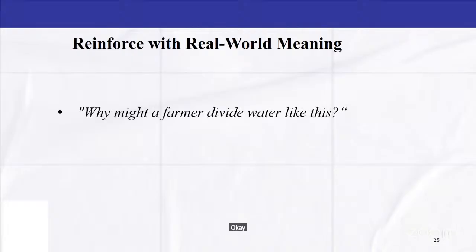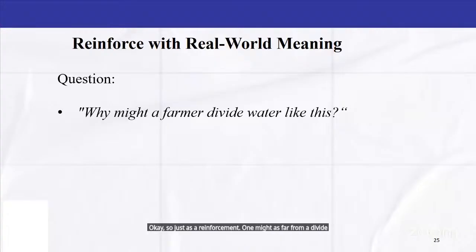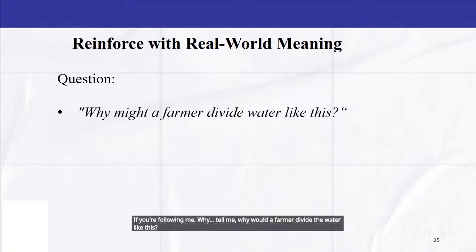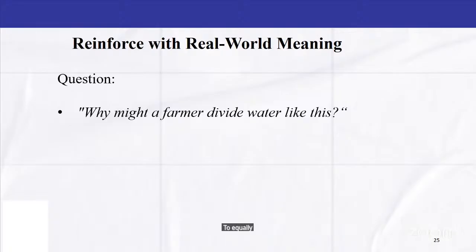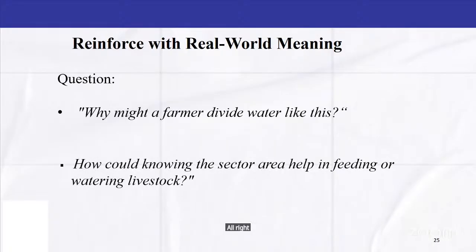Okay, so just a little reinforcement. Why might a farmer divide the water like this? Why would he divide it into 4 parts? All right, still waiting for responses. If you are following me, tell me, why would the farmer divide the water like this? To equally feed the 4 cows. All right, I'll accept that because we were talking about 4 parts, right?